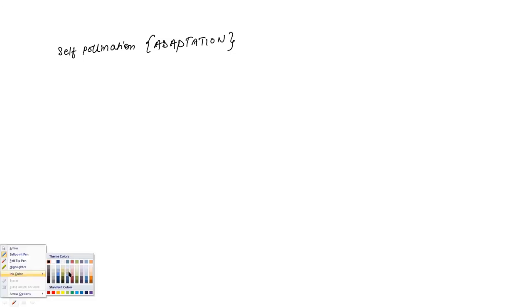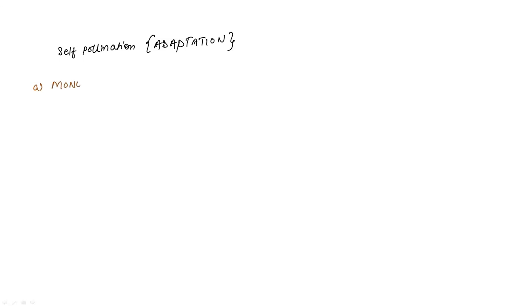In this case, the first thing we come to is monoclinic. What do I mean by monoclinic? Those plants which want to go for self-pollination should have monoclinic, which means the flowers should be bisexual. Bisexual means that in one flower, both the male and female reproductive parts are there. That is the adaptation for self-pollination.